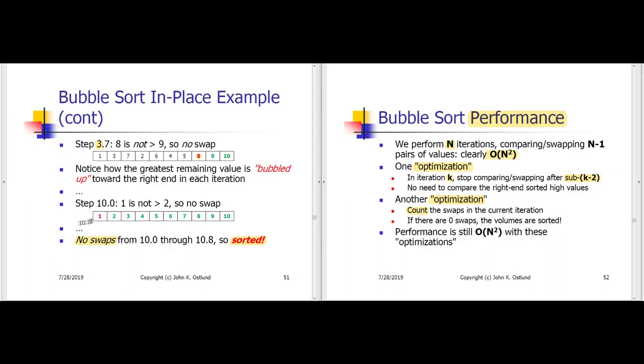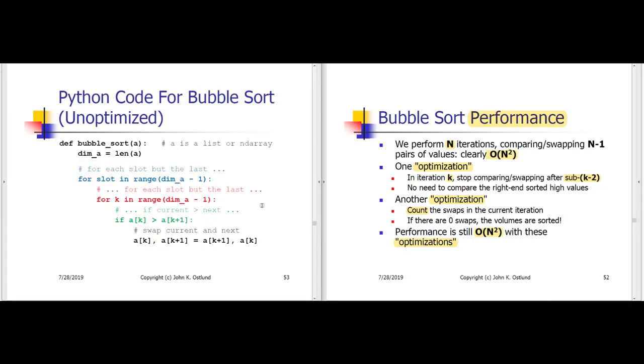All right, so consider, as an example, suppose that the volumes were already sorted in proper ascending order. During step 1, we would compare 1 to 2 and not swap. Then we would compare 2 to 3 and not swap, 3 to 4 and not swap, 4 to 5, 5 to 6, 6 to 7, 7 to 8, 8 to 9, 9 to 10. And during step 1, we would have done 0 swaps, so we know immediately that the volumes are sorted, and we don't have to bother going on to step 2. However, even with these "optimizations," we still end up with an order n squared algorithm.